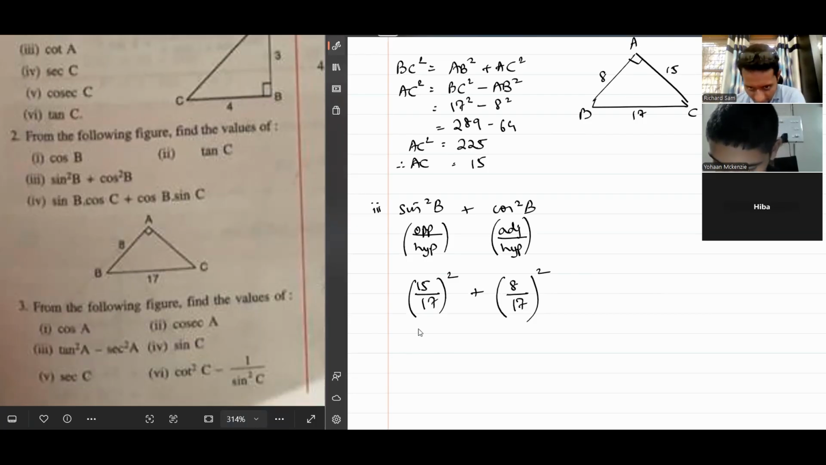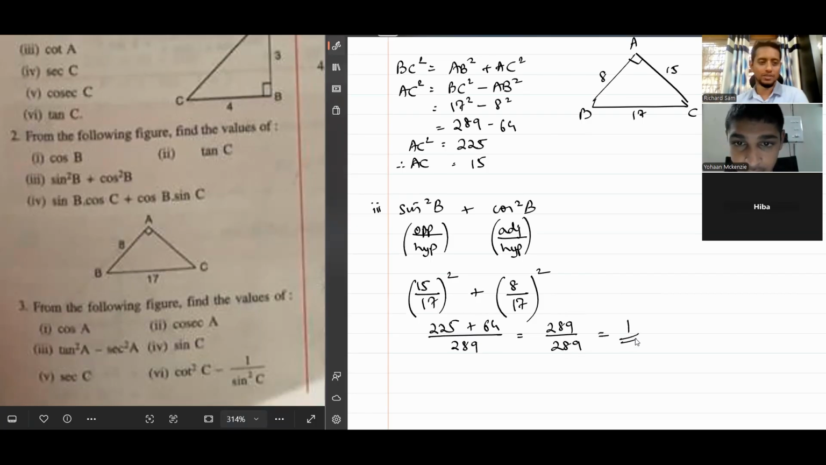And then you simply solve it like fractions. So 15 square is 225 plus 8 square is 64, with common denominator on both sides, 17 square, which is 289. So 225 plus 64 is 289, divided by 289, answer is 1. Later on, you'll be remembering this identity. It's called a trigonometric identity that you'll be learning either in 9th or 10th, where sine square theta plus cos square theta will be 1. Here we have just proved it.